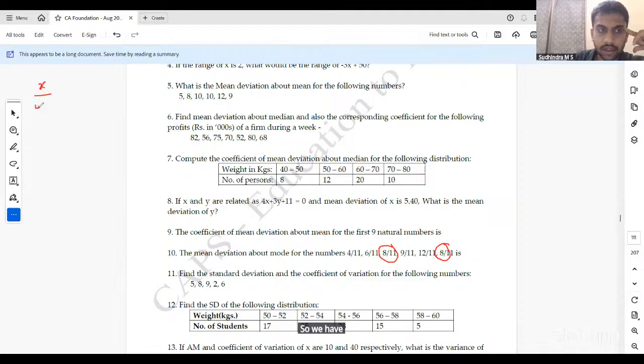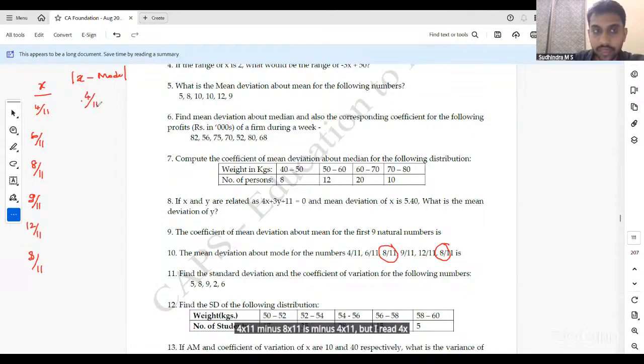So we have the values of x: 4 by 11, 6 by 11, 8 by 11, 9 by 11, 12 by 11, 8 by 11. Now modulus of x minus mode. Here mode is 8 by 11. 4 by 11 minus 8 by 11 is minus 4 by 11, but I write 4 by 11 because of modulus. 6 by 11 minus 8 by 11 is minus 2 by 11, but I still write 2 by 11 because of modulus. 8 by 11 minus 8 by 11 is 0. 9 by 11 minus 8 by 11 is 1 by 11. 12 by 11 minus 8 by 11 is 4 by 11. 8 by 11 minus 8 by 11 is 0.